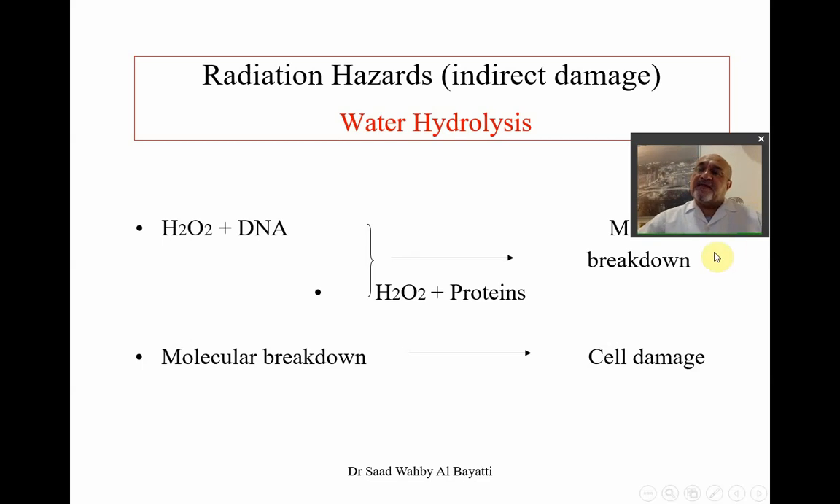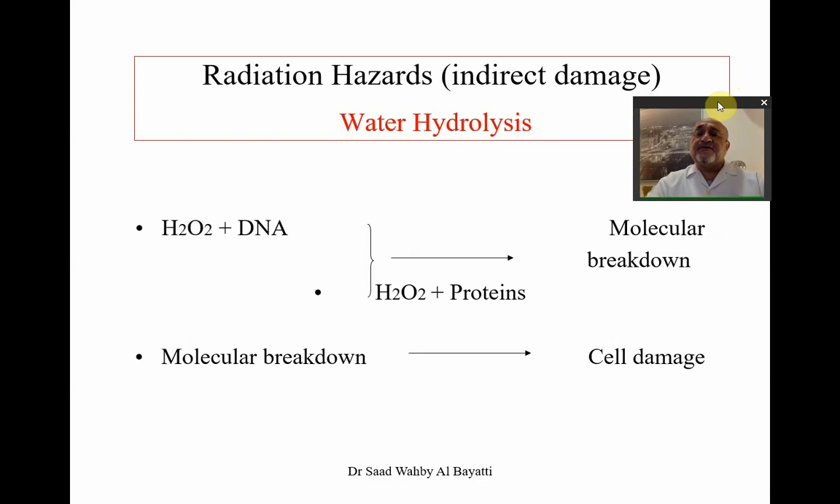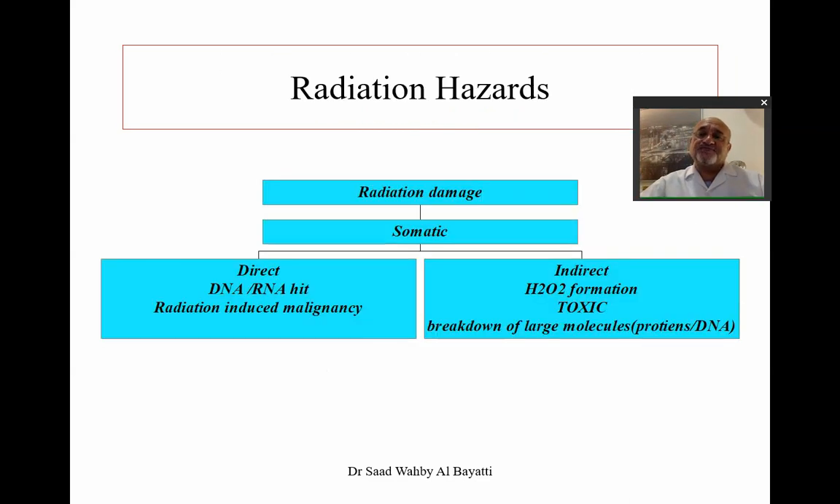So, the indirect damage of water hydrolysis, which is caused, as we have seen, by the formation of chemicals, mainly the H2O2 inside the cell. So, H2O2, if it is present in a DNA molecule with proteins, it will lead to molecular breakdown. And molecular breakdown, of course, when a molecule is broken, will subsequently lead to cellular damage.